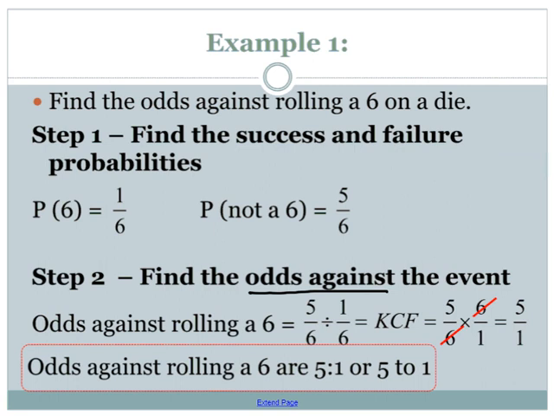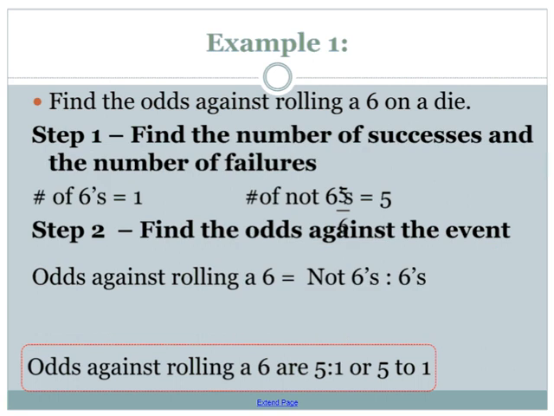Now, there's another way to do it, and this is the way that I really like to do it myself. And it doesn't involve so much probabilities as it does just counts. So if you find the number of successes and the number of failures on a die, then the number of sixes that we get, there's 1. The number of not sixes is 5.